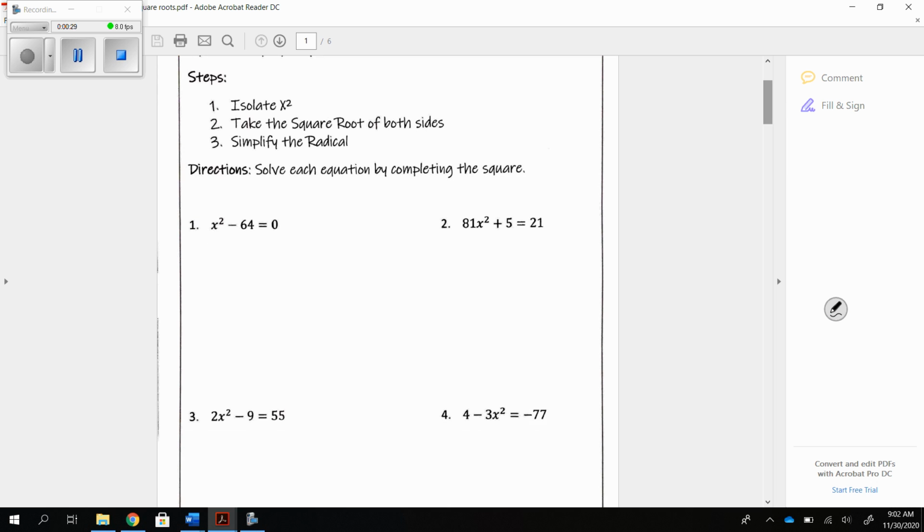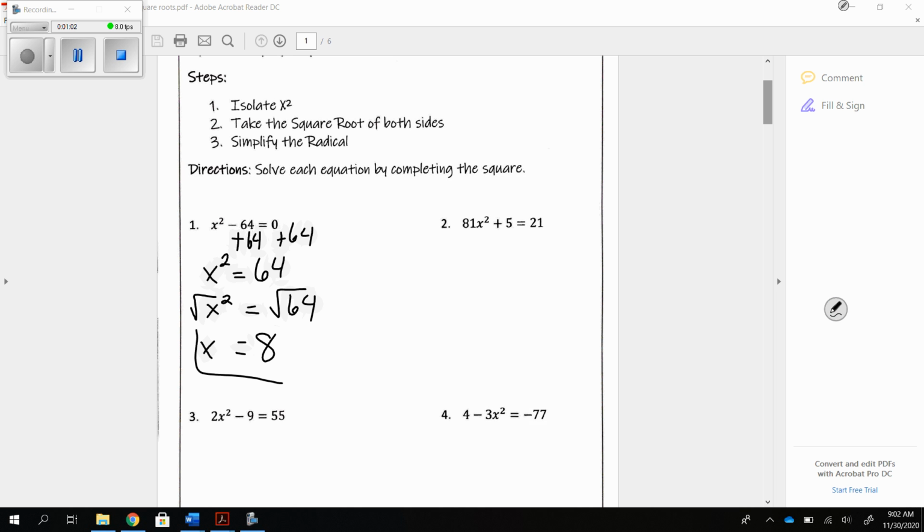So step one, we need to isolate x squared. We need to get it by itself. Is it by itself? No. How do we get it by itself? Move 64 over. Plus 64. So now we have x squared equals 64. Is it by itself? Yes. Now what do we do? Take the square root of both sides. The square root of x squared is x, because x times x is x squared, equals, and we're solving for x. The square root of 64 is 8, and we're done.